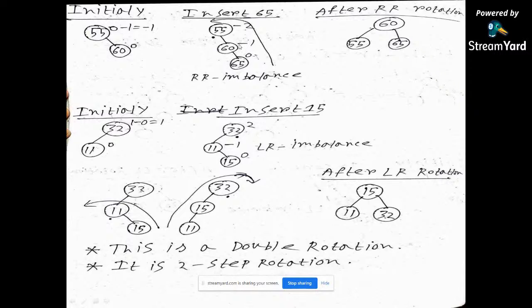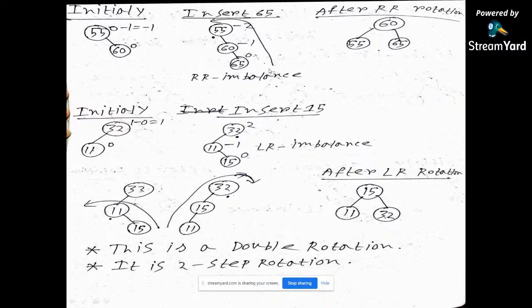Which type of imbalance is this? Right, because we inserted this 65 on the right of 55. That's why the imbalance name is RR imbalance. Now which type of rotation do we perform? LL, RR, LR or RL? What does the name convention say? The name convention says that the name of the imbalance and the name of the rotation must be the same. That means to remove this RR imbalance, we must perform the RR rotation, the left rotation.